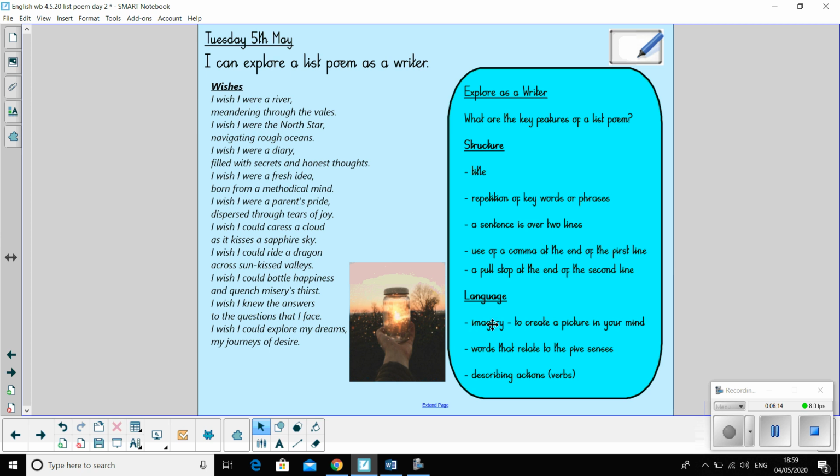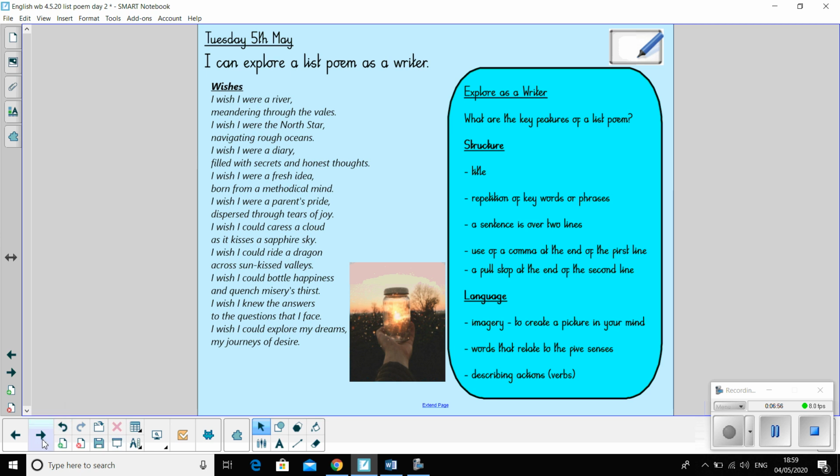So we've talked about imagery, words that relate to the 5 senses. Now, there aren't as many on this particular poem here, but in the boys' poems that you will read, there are lots of words that indicate use of the 5 senses themselves, so what they see, hear, taste and touch. And that really helps you make a connection with the author about what they are trying to communicate. Also, lots of describing actions, so some verbs within the text itself.